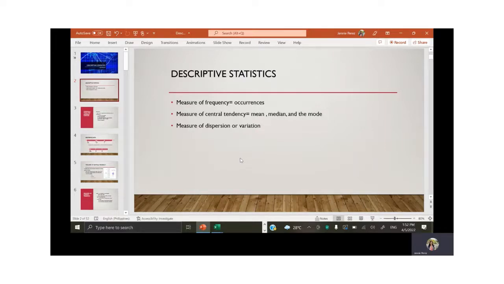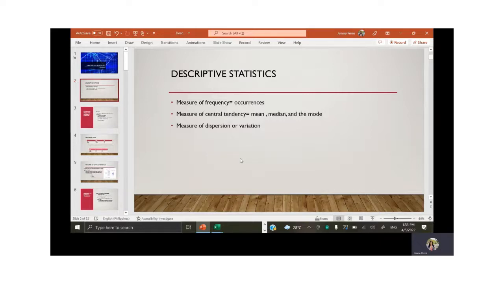Then we also have the measure of central tendency. If you have read the journal article, there are three major kinds of measures of central tendency, and these are the mean, the median, and the mode. The mean is used if you have a variable that is measured on the interval or ratio scale. So meaning to say you have a quantitative data. It has weights or amount, okay?